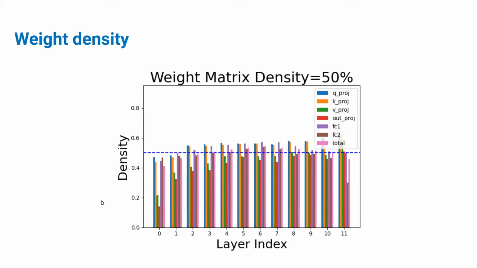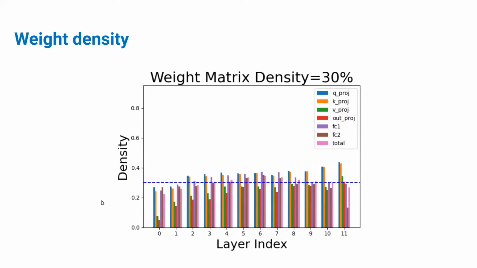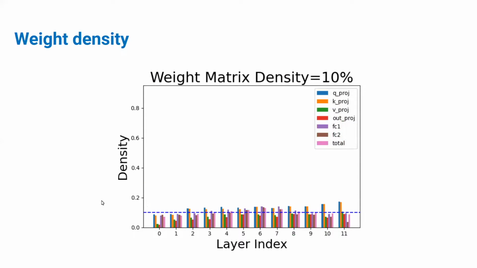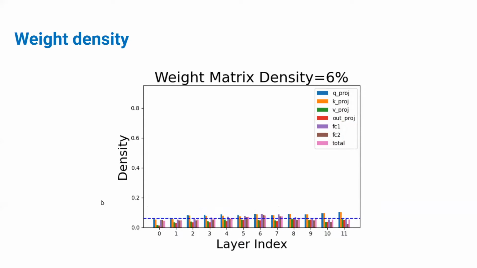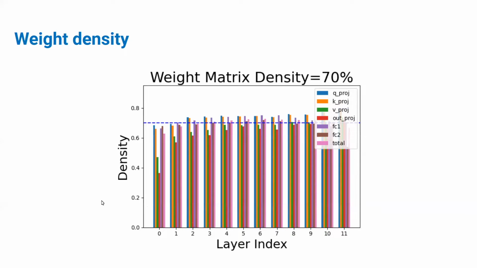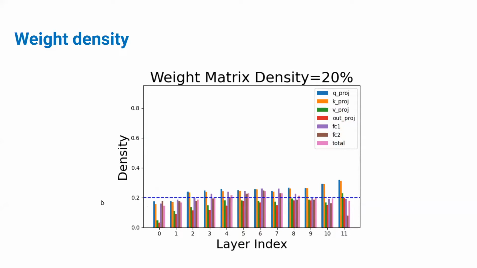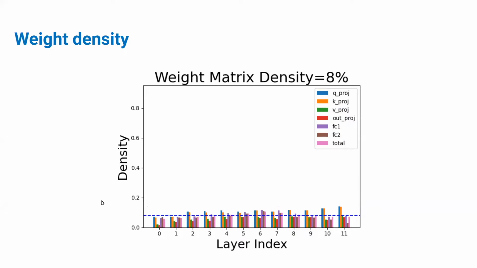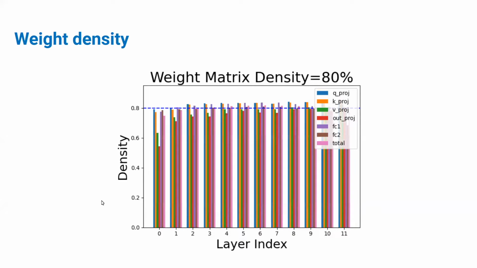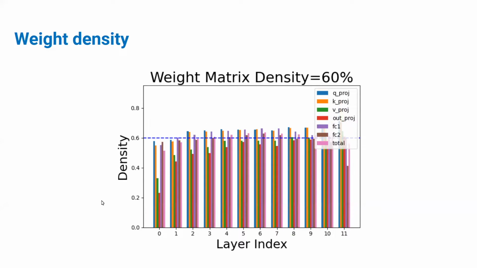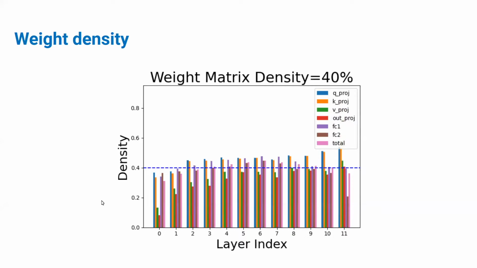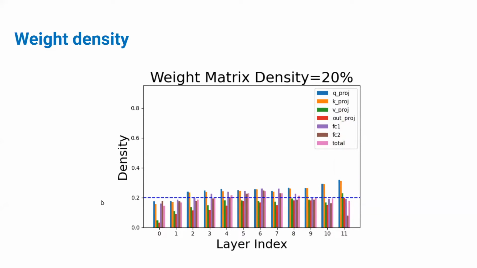This GIF shows how the weights are pruned across layers. The blue line is the average density of the entire model. In terms of the layers, the first, the second, and the last layer are pruned the most. In terms of individual matrices, the value matrices of the multi-head attention and the FC layer right after are pruned more than the query and key matrices. Next page.